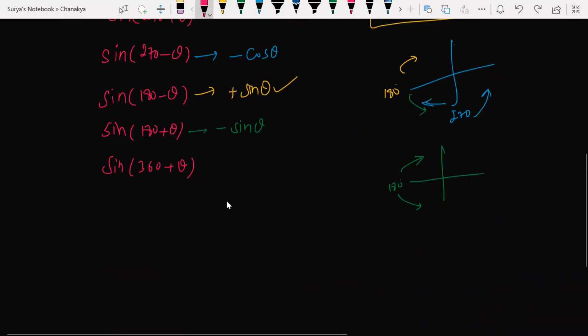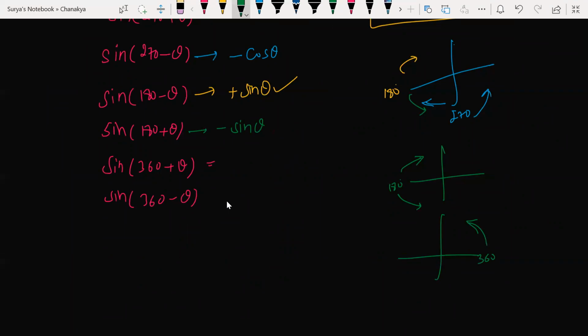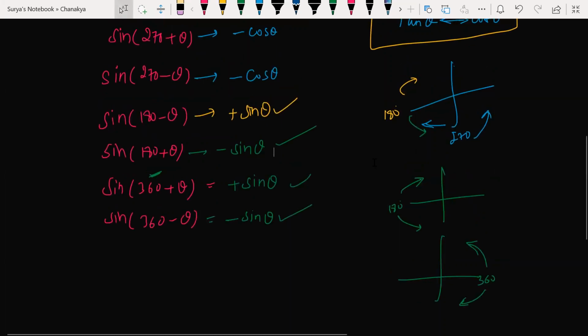Now 360 plus theta, which quadrant? 360 is here. First quadrant. In the first quadrant everyone will be positive. So sine, this is an even number, function will not change. Sin theta only. Next, sin 360 minus theta, which quadrant? Fourth quadrant. In the fourth quadrant sine will be negative, so minus sin theta. You understand? Any doubts?